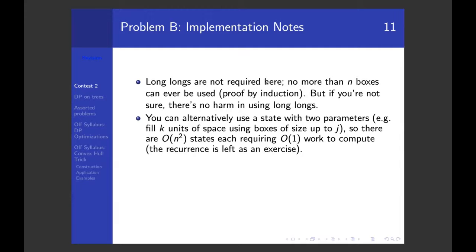There are alternate solutions that also use DP. One of them is to have a state with 2 parameters. For example, you fill in k units of space with boxes of size up to j. You also have a DP that has 2 times n states. There are a few ways of doing this, left as an exercise to the reader. We'll describe one solution. The other ones are similar. One thing to keep note of: if you use this solution with n squared states, you require a 2D array to keep track of all the states.